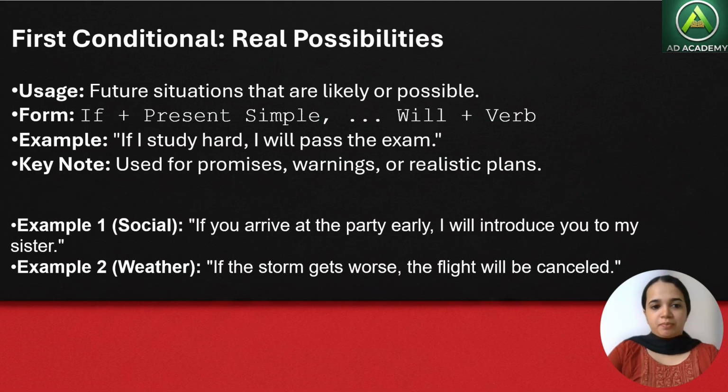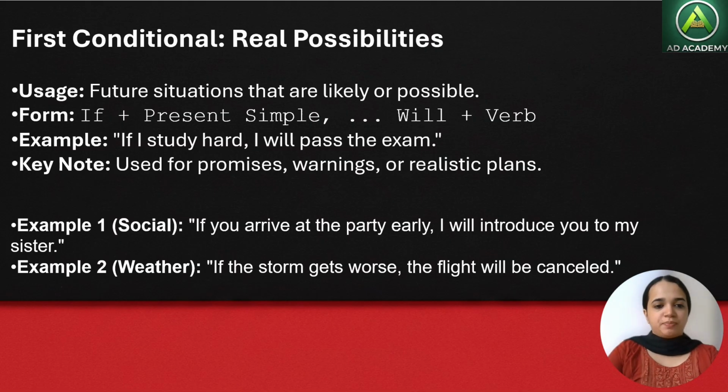It is used for promises, warnings or realistic plans. That is the first conditional. An example sentence: if you arrive at the party early, I will introduce you to my sister. So if plus simple present in the dependent clause, the if clause, and in the independent part I have used will introduce.